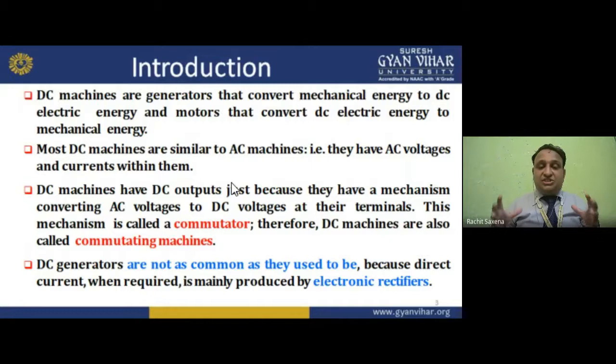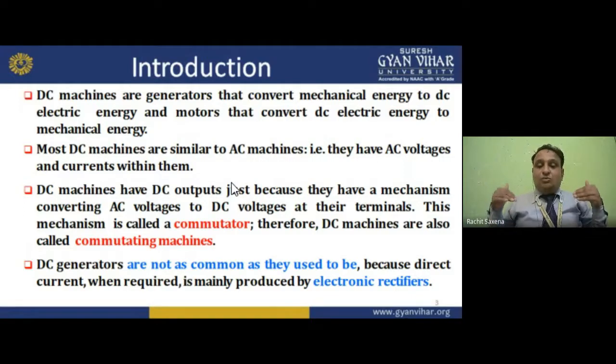Now most DC machines are similar to the AC machine. That is, they have AC voltages and currents within them. If I am talking about AC machines, I am talking about the generation of AC, that is alternating current. So they have AC voltages and currents within them. Now, DC machines have DC output just because they have a mechanism converting AC voltages to DC.